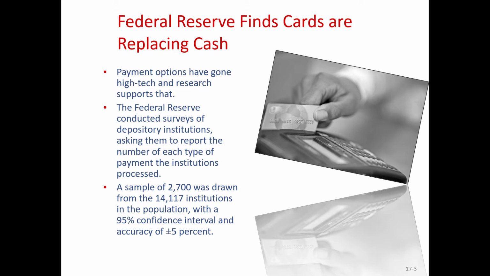So in order to measure this trend in more detail, the researchers at the Federal Reserve conducted a survey of the depository institutions, banks, savings and loan institutions, and credit unions, asking them to report the number of each type of payment. So when they planned this survey, they designed a sample including the number of institutions to contact, and they used a stratified random sample to be used for each type of institution that would be included.